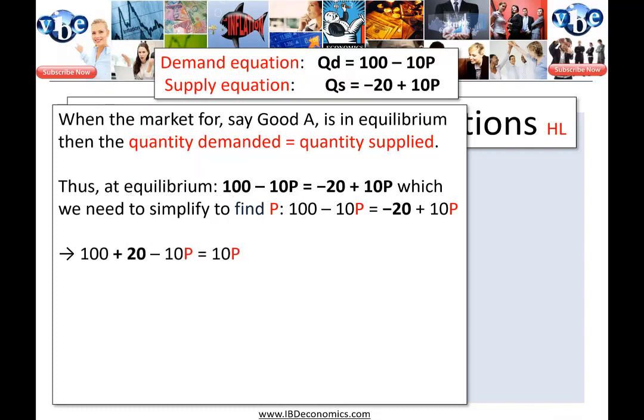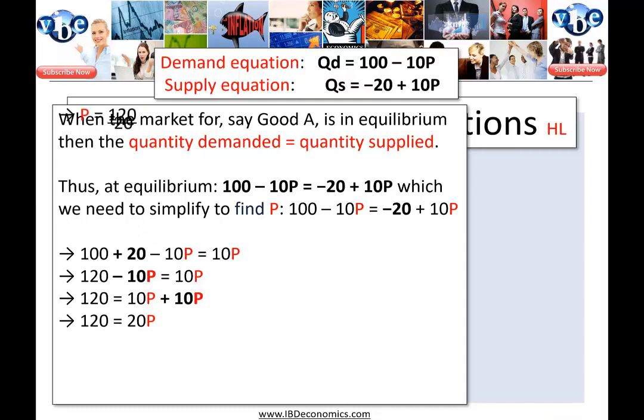So we're taking the negative 20 over the other side of the equals sign. So that becomes plus 20. 100 plus 20 minus 10p. That makes it 120 minus 10p equals 10p. 120, we take that negative 10p over the other side of the equal sign. This means we now add it to the initial 10p. So 120 equals 10p plus 10p. 120 equals 20p. And then we simply divide that 120 out by 20. So price must equal $6.